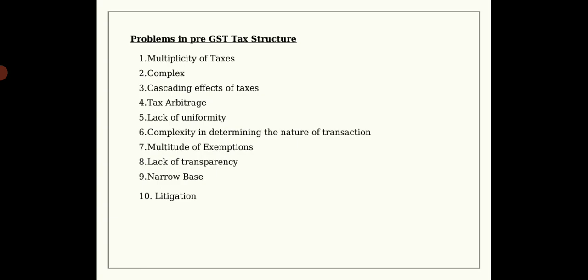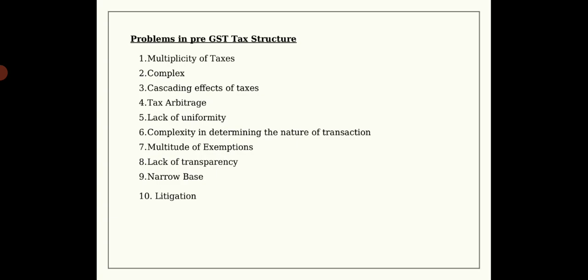Sixth one, complexity in determining the nature of transaction. Here one big problem in the present tax system is to determine whether a particular transaction constitutes sale of goods or supply of services. This problem is most acute in the case of software products. This distinction becomes important as the sale of goods is governed by the state VAT and the sale of services is governed by the central government.